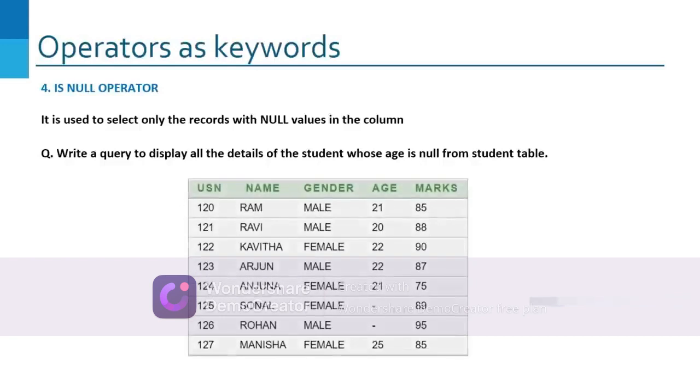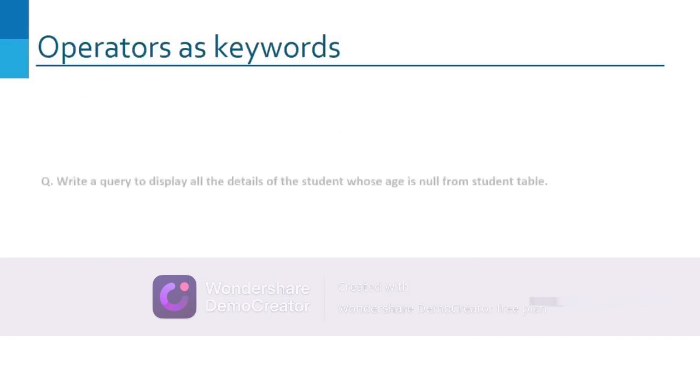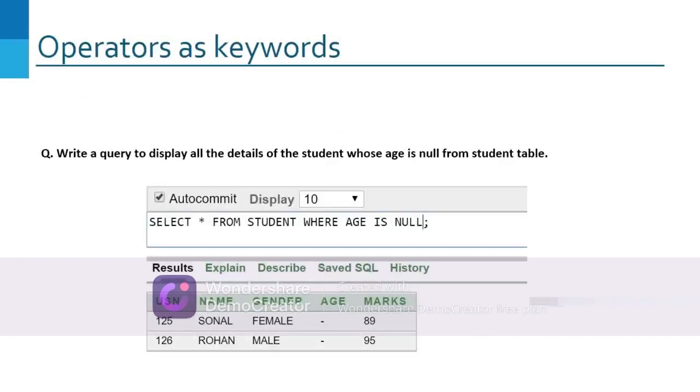So let's consider a new table, because in the previous table we were not having any null values. In this table, we are considering null values, which are in USN 125 and USN 126. So the age value is null for these. And we need to write a query to display all the details of the students whose age is null from the student table. So what will be the query? The query will be SELECT * FROM student WHERE age IS NULL. Wherever the age is null, those particular details will be shown to you.